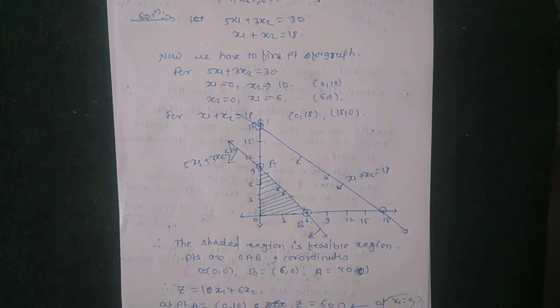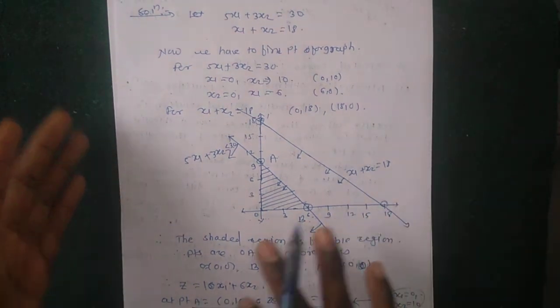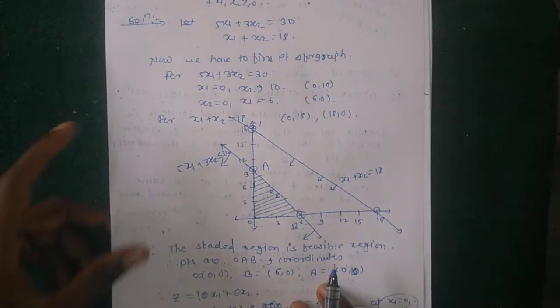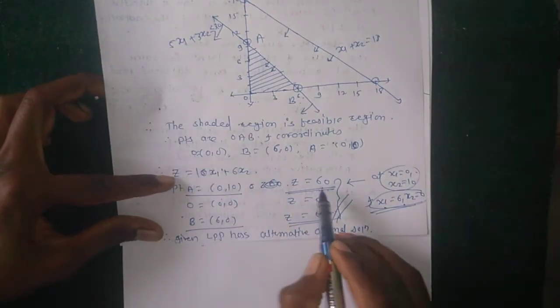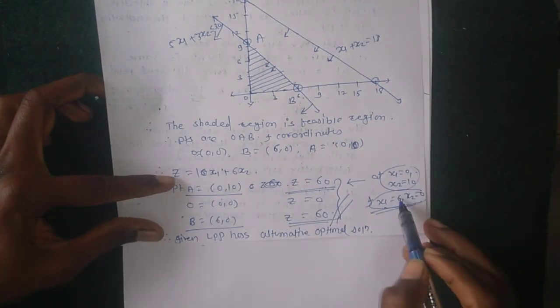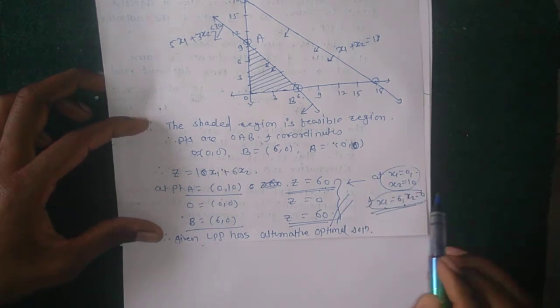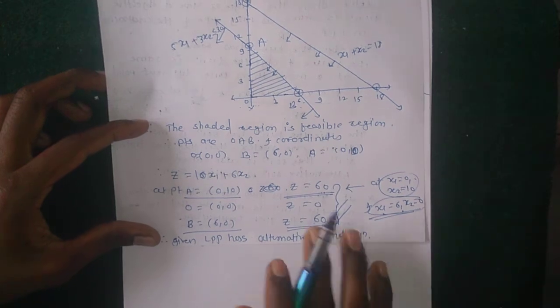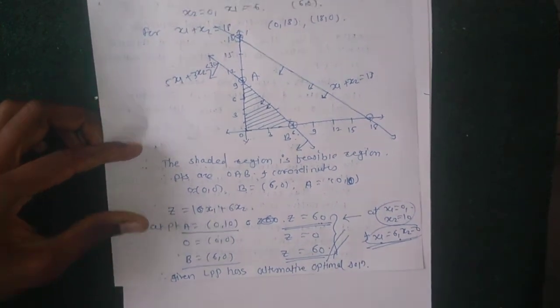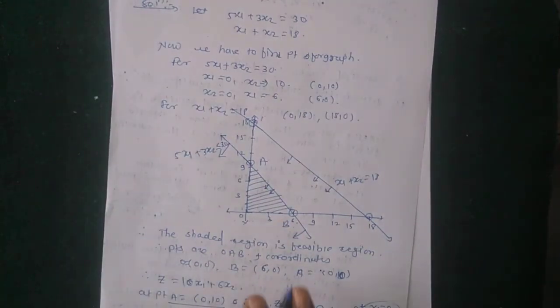If the optimal solution has the same value at two different points, then we say that the given LPP has an alternative optimal solution, and if not, then we say that the given LPP has a unique solution. Okay, this is one case.